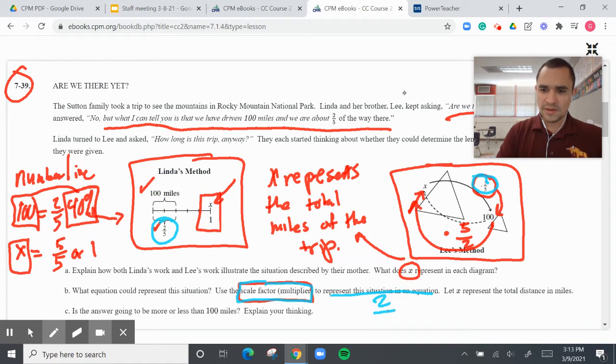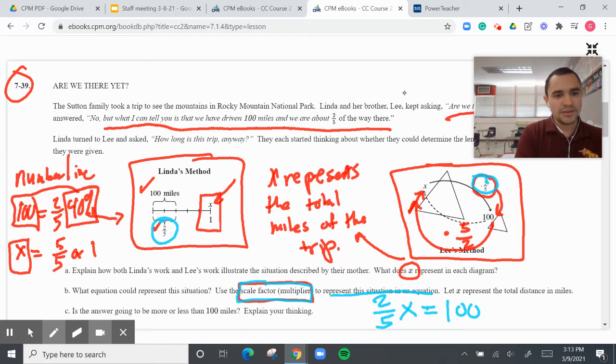So 2/5 x should equal 100, because we have 2/5 and x and 100 right there. So that's pretty much what we're doing.